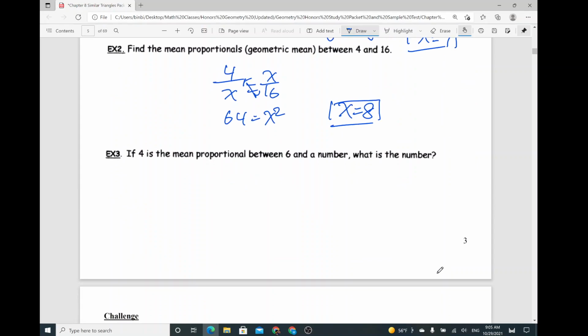Okay, so now the rest of this is quite similar. If 4 is the mean proportion between 6 and a number, what's the number? So 4 is the mean, so let's put 4 like that, between the number and 6. So that means 4 times 4, so we get 16. x times 6, so we have 6x. Divided by 6 here. This one is not divisible, so just reduce. So what we get here is 8/3.